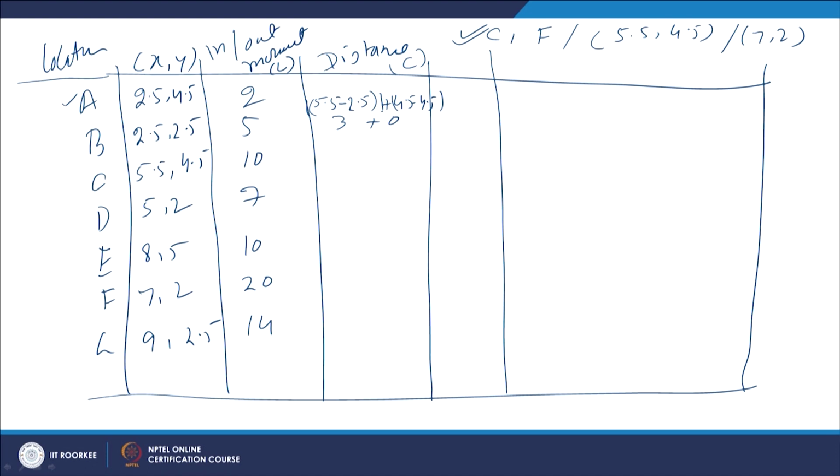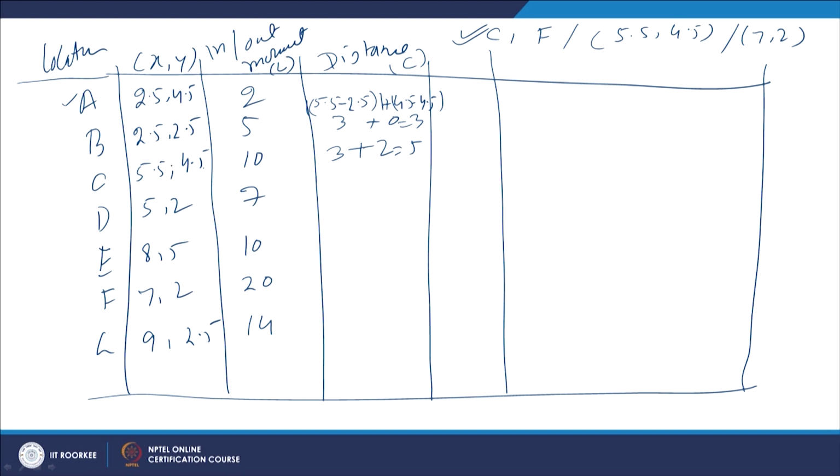Likewise, we will be determining the distance to be travelled from B to C. So, that will be the difference of 2.5 minus 5.5, so in absolute terms it is 3, and the difference of 2.5 and 4.5, that will be 2. So, the total here is 3 and 2, which is 5, that is the distance to be travelled.